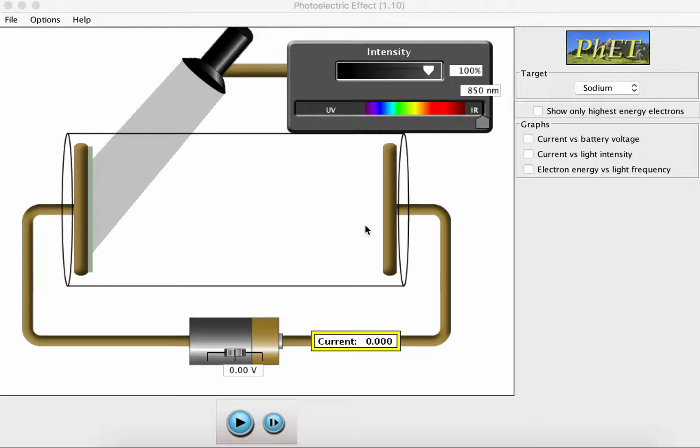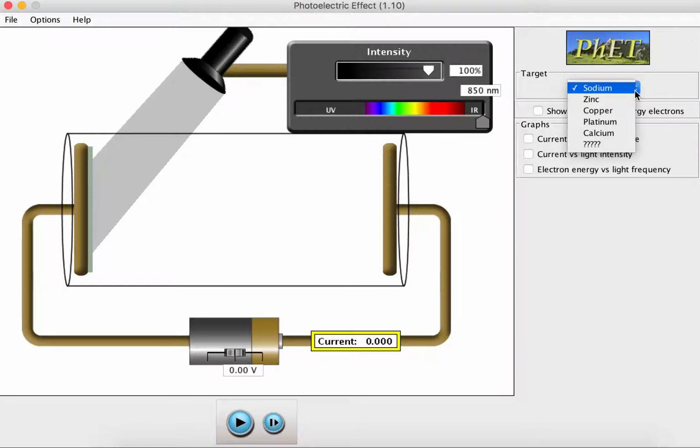This is a simulation of the photoelectric effect, which states that light incident on a cathode can induce a current in a circuit. So here you can see we have our light source. It's directed at the cathode here. The material of the cathode can be controlled using this drop-down menu and select any of these options, but we will leave it at sodium for now.